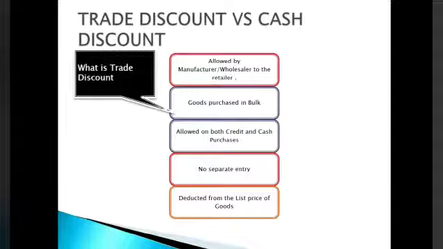This discount is allowed by the wholesaler or the manufacturer to the retailer at a fixed percentage on the listed price of the goods. So it is allowed to the retailer when he purchases the goods in bulk or in large quantity. This discount is allowed on both credit as well as cash transactions since it is related to the purchases and not related to the payment. Always remember there is no separate entry passed for the trade discount as it is deducted from the cash memo or the invoice of the goods.